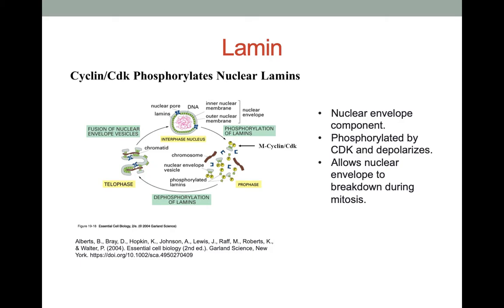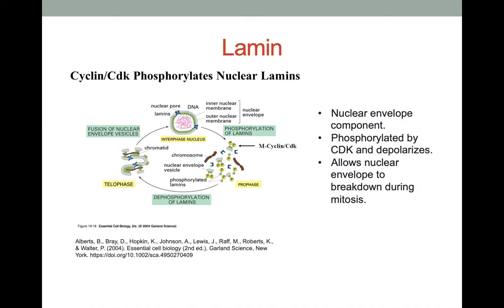So if we look in the drawing here, we can see that with M-cyclin CDK in prophase, we want to break down that nuclear envelope. And then again, when we get to telophase, we want to start building that back up again. So lamin is actually depolymerized when it is phosphorylated by a CDK molecule, according to Nelson and Cox. So we see that here. The M-cyclin CDK phosphorylates it, and it's able to break down the nuclear envelope.